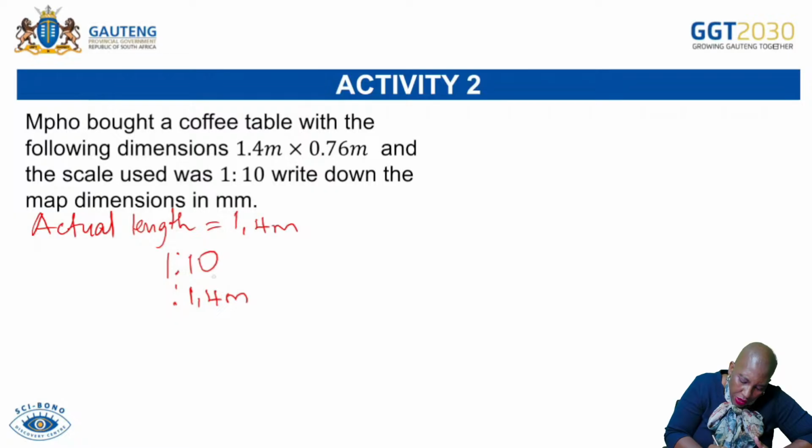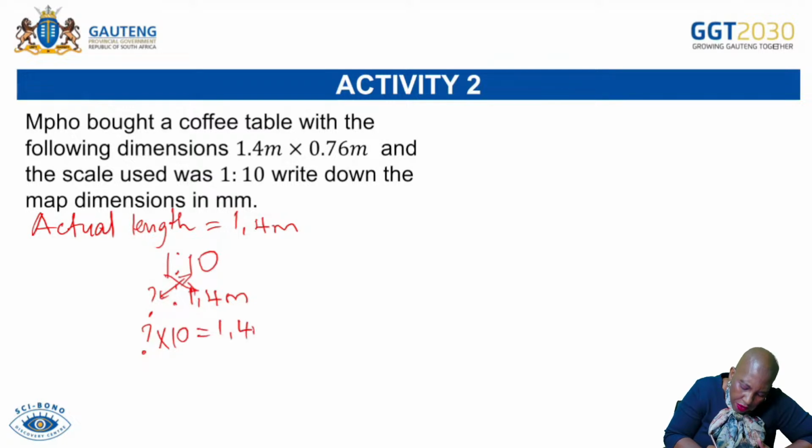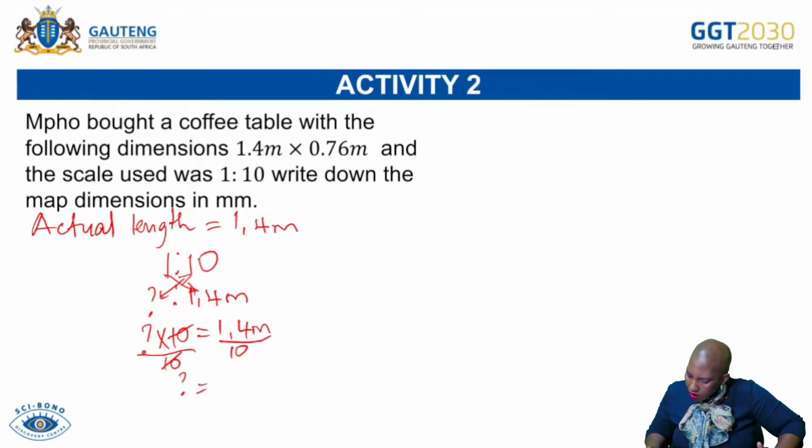Now, to get here, the unknown is what? 1.4 is equal to what in reality? It will be the unknown. I have to multiply it by 10 and multiply the other side by 1.4. So the unknown multiplied by 10 is equal to 1.4 meters. Because I don't want the unknown multiplied by 10, I have to divide by 10. And then this will cancel out. And then the unknown will be, let me go to my calculator, 1.4 divided by 10.